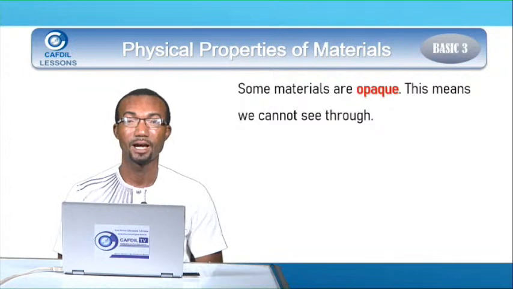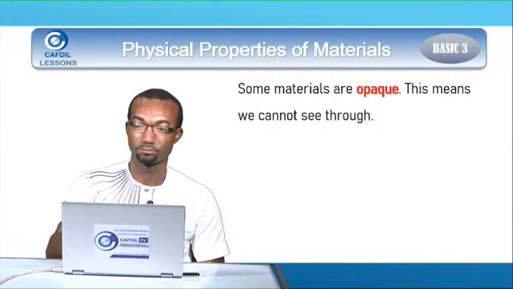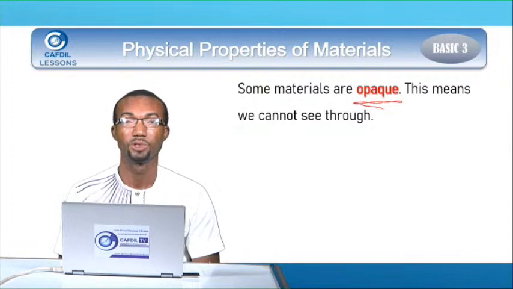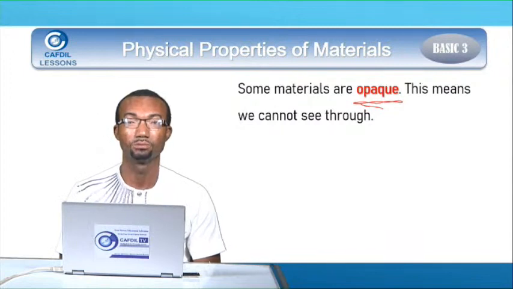Some materials are opaque. When we say materials are opaque, this means we cannot see through. So when you hear the word opaque, that means that we cannot see through, or light cannot pass through. Okay, so let's look at some of the examples of materials that are opaque.